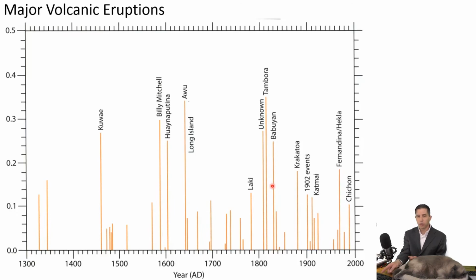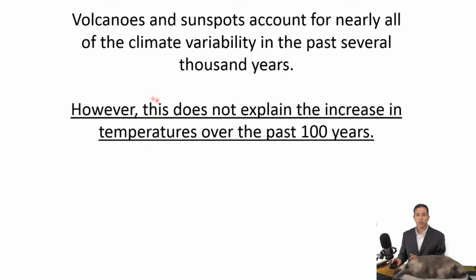So if we take all the sunspot records into account and we take all the volcanic eruption records into account, we can reconstruct the climate of the Earth in the past several hundred years, and what we see is that we can explain pretty much all of the changes in Earth's climate over the past several hundred years, except for what's happened in the past 100. The warming that we're seeing in the past 100 years cannot be explained with volcanoes or sunspots. And we're left with really the only thing remaining, which is human greenhouse gases.